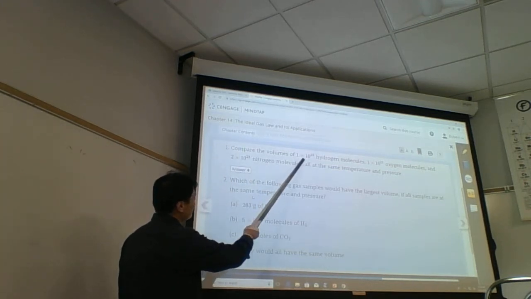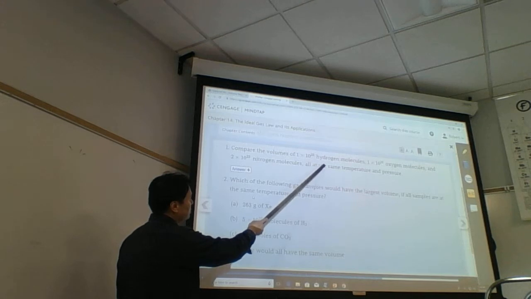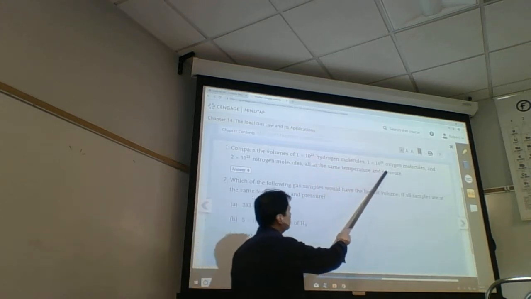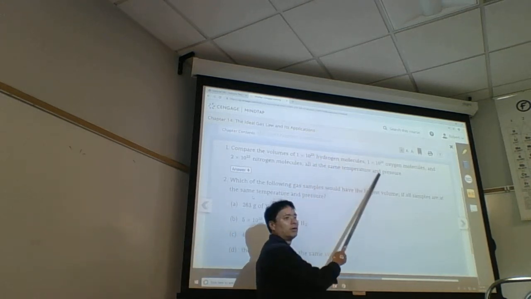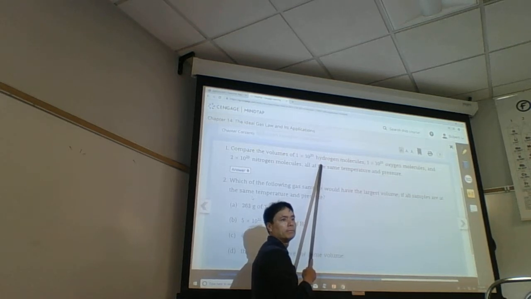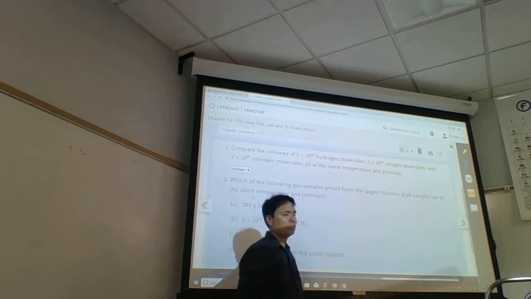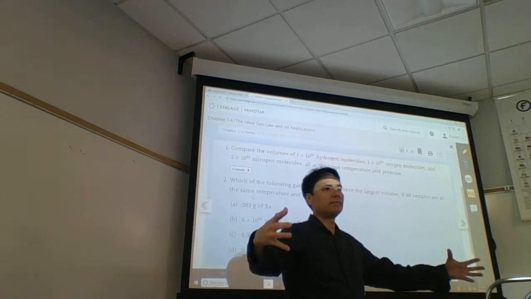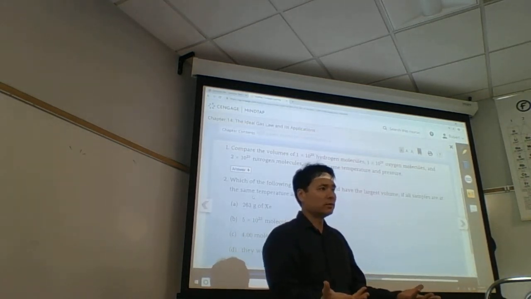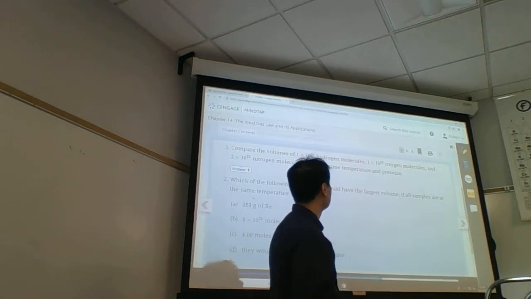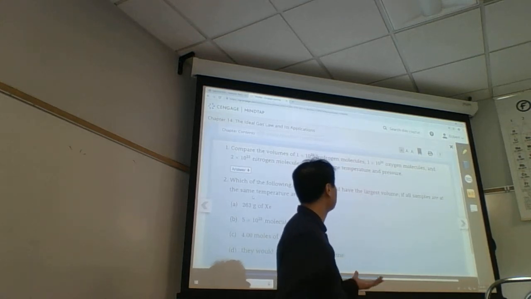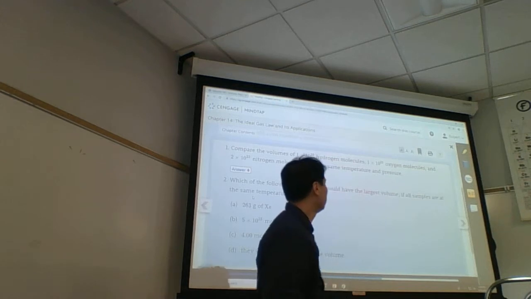Compare the volumes of 1 times 10 to the 23rd hydrogen molecules and 1 times 10 to the 23rd oxygen molecules. What can we say about the volume? The volume is going to be the same. The volume depends on how many molecules we have. The weight is going to be different though. Hydrogen and oxygen weigh different amounts. So the volume is the same.